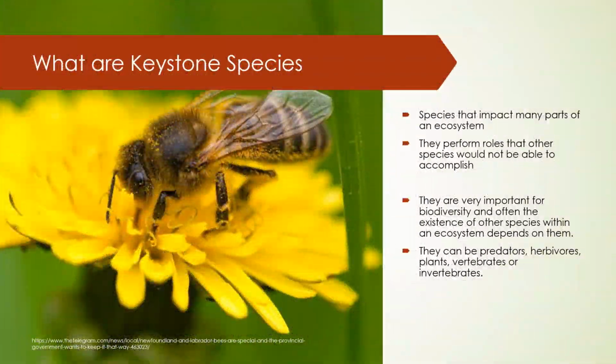A keystone species is an organism that affects many parts of an ecosystem. They are important because they perform roles within their ecosystem that other species do not, and they cannot be replaced. Thus, if they were removed from their ecosystem, it may collapse or change. They can be predators, herbivores, plants, vertebrates, or invertebrates.